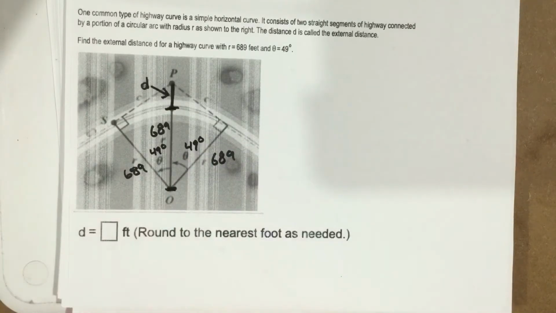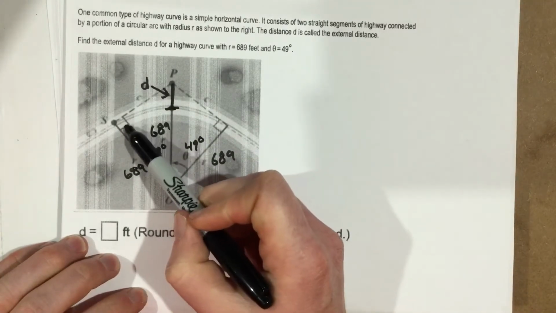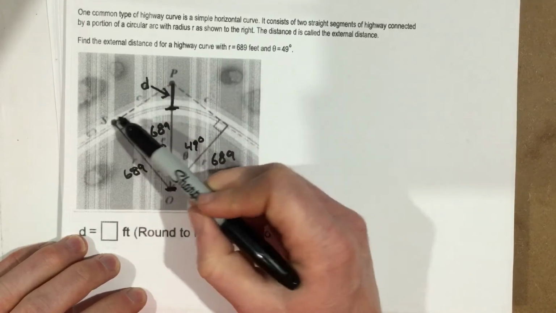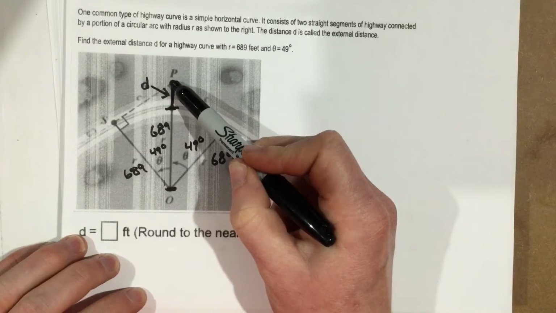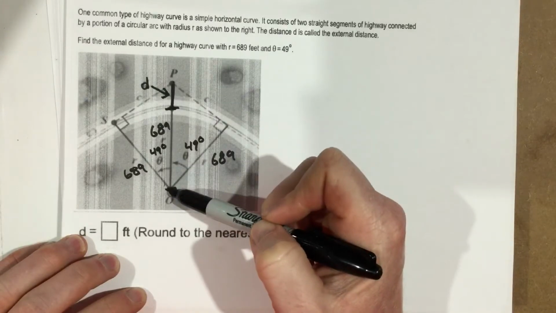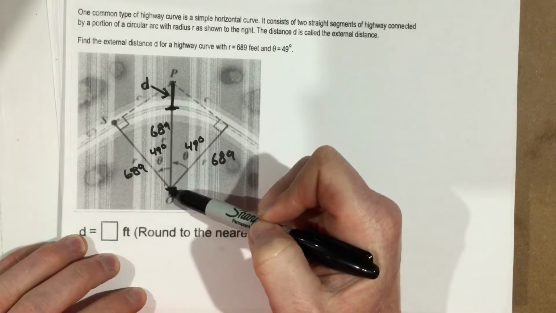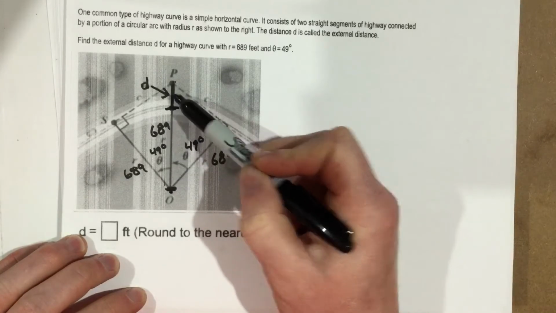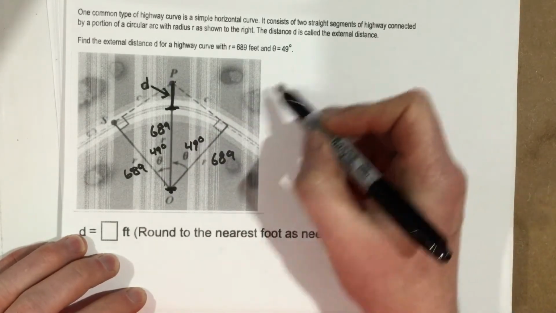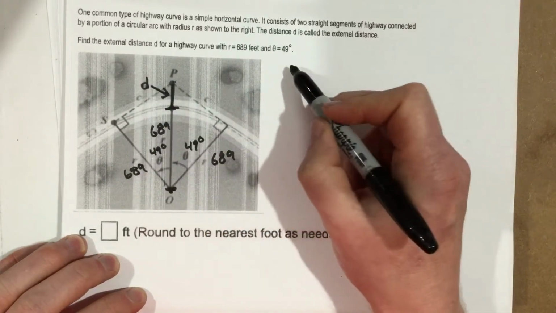Now this problem gets real easy because if you notice, they have the right triangle here. If I find, using this right triangle, the distance from P to O, I can just subtract out the 689, which is the radius. That would tell me what D is. So let's draw that triangle right here.